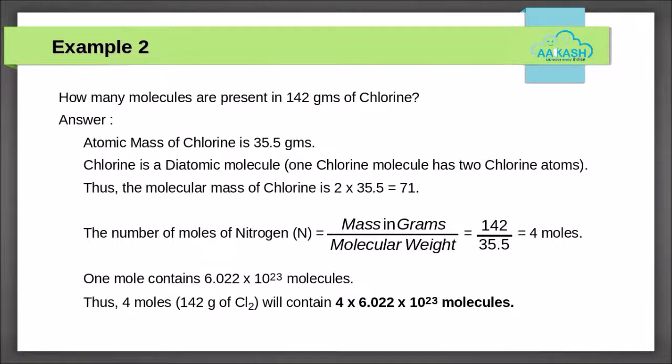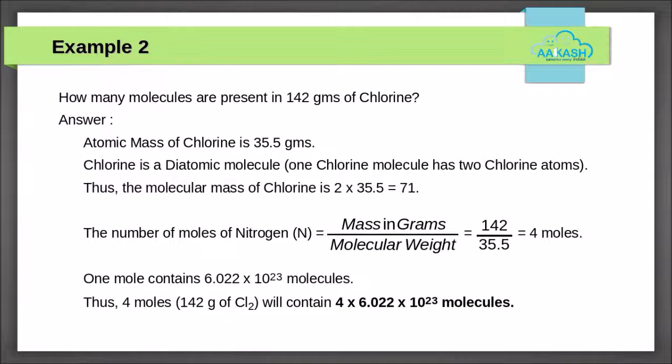Example 2. How many molecules are present in 142 grams of chlorine? Answer: the atomic mass of chlorine is 35.5 grams. Chlorine is a diatomic molecule, which means 1 molecule of chlorine contains 2 atoms of chlorine. Thus, the molecular mass of chlorine is 2 × 35.5 = 71.